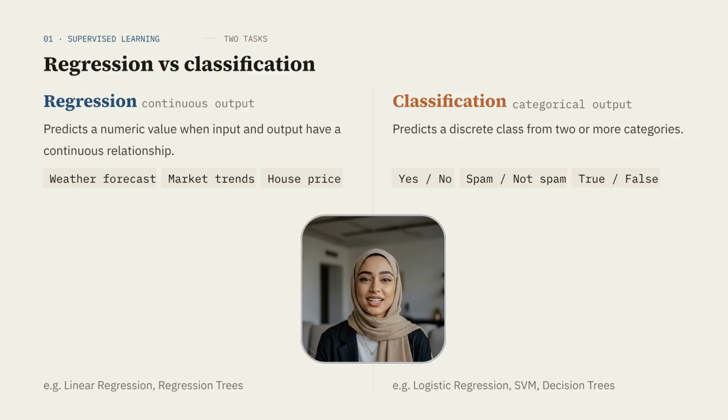In supervised learning, the task depends on the output. If the output is a continuous numeric value, it is regression. If the output is a discrete category, it is classification. Note that logistic regression is a classification method, despite its name.